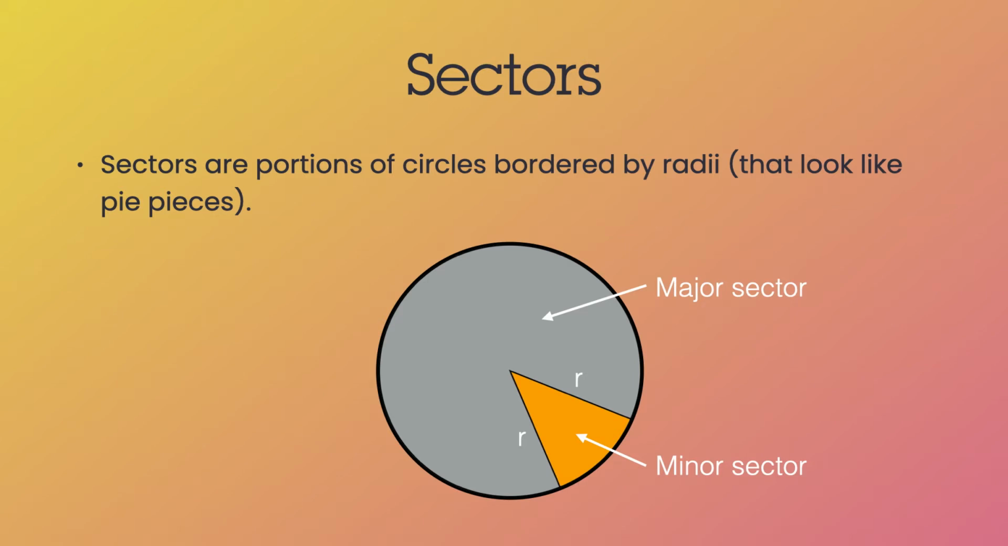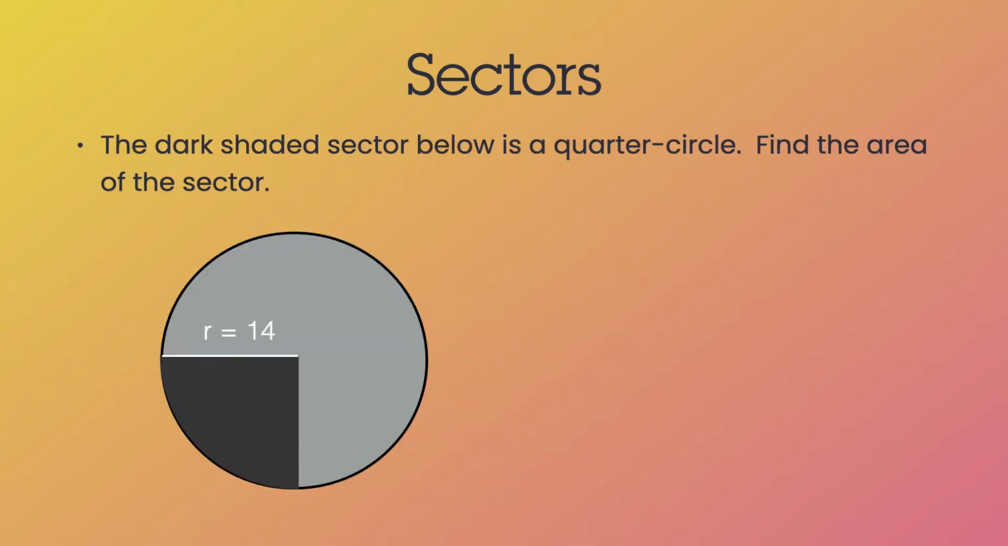Now you can have multiple sectors drawn, like more than 2 radii in your circle, splitting off more than 2 sectors. But if you have 2, you can reference them as major and minor. So here we have an example. The dark shaded sector is a quarter circle. We know that already. And we're going to just work through this example to see how we can calculate the area of this sector.